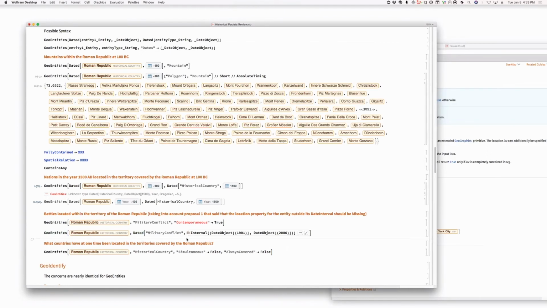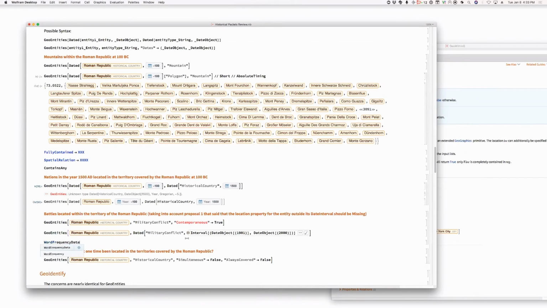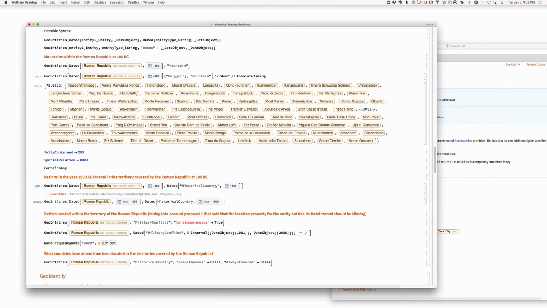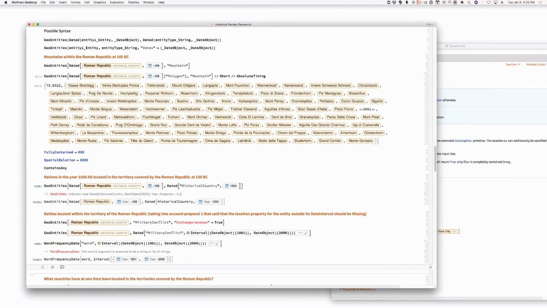I didn't see what you were trying to do. I said 20th century. So I'm saying there's a dated with a granular date object. So for example, if I say word frequency data of a word, and then I say 20th century, this is resolving something like a century to an appropriate date object in the language. That's not the issue. The issue is whether this returns a time series or something different, because for a specific year, this will just return a number. Do you get what I'm saying?